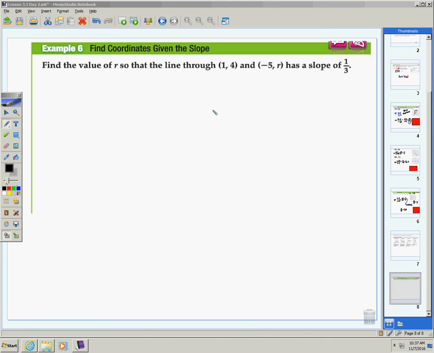going to get for this section. We want to find the value of r so that the line through (1, 4) and (-5, r) has a slope of 1/3. And what we're going to do is remember our slope formula: m equals y2 minus y1 over x2 minus x1, and we're just going to fill in everything we know.